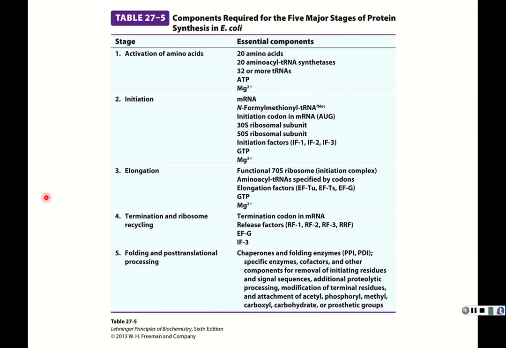These are the components required for the 5 major stages of synthesis, the 5 stages of translation in E. coli. Stage 1, the activation of amino acids: you need the 20 amino acids, then 20 aminoacyl tRNA synthetases, enzymes that take each of the amino acids and stick them to tRNAs. You need 32 tRNAs, and you need ATP and magnesium.